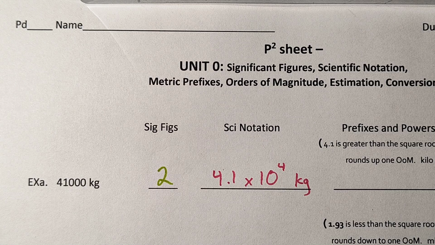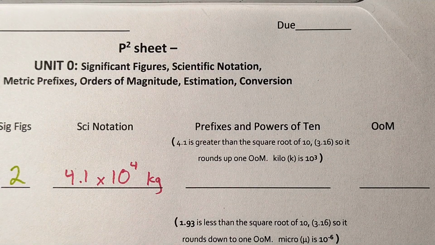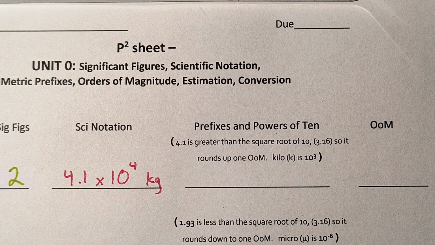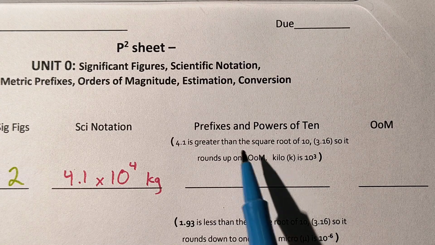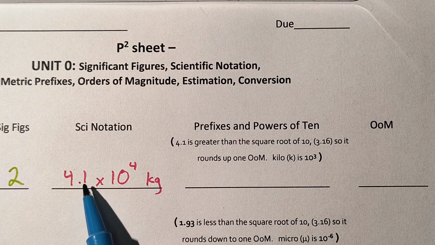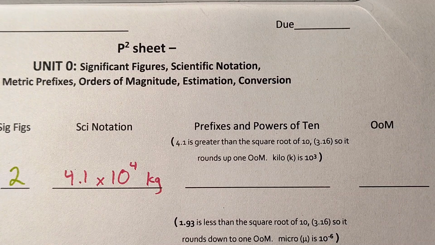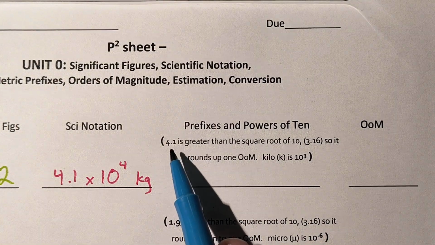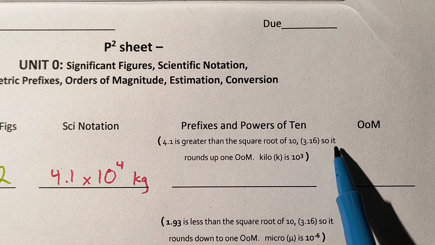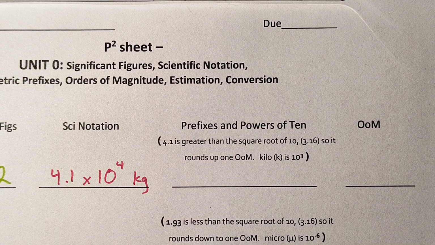And then in the next column, what we're going to do is look at the powers of 10 that we have, and also any prefixes, and turn those into powers of 10 as well. And at this point, it would be a good time to look at the number to see, does it round up 1 order of magnitude? Is it closer to 10, or is it closer to 1 and round down? So my note here is 4.1 is greater than the square root of 10. Remember, it's 3.16. So it will round up 1 order of magnitude.